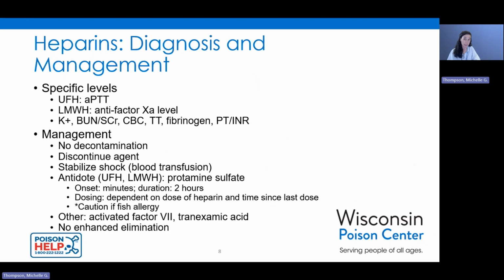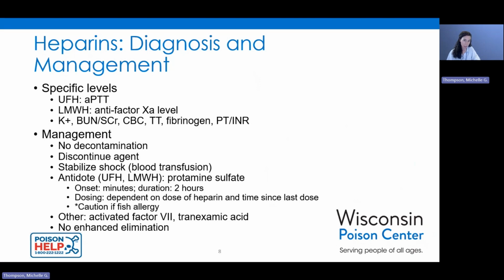Diagnosis of heparin toxicity is really based on clinical history, as we'll see with all of these exposures. We can obtain specific levels related to heparin toxicity. If we're talking about unfractionated or conventional heparin, we measure the activated partial thromboplastin time. If we're talking about low molecular weight heparins, we can measure an anti-factor 10A level. Additionally, we should know the patient's potassium, serum creatinine, hemoglobin, and platelets on a CBC, thrombin, fibrinogen levels, and their prothrombin time.